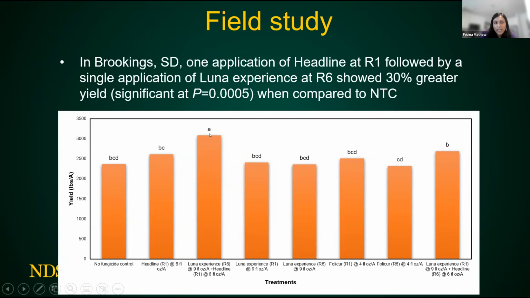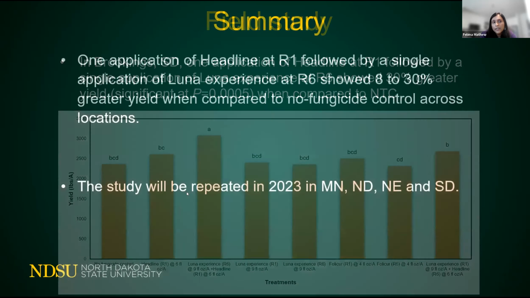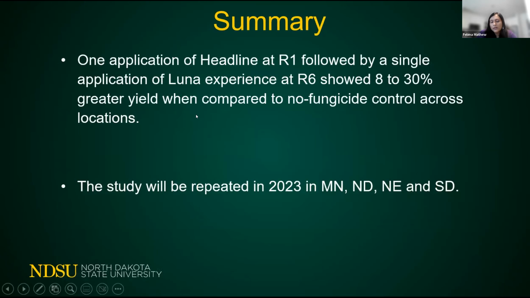You can follow the A bar. The bar is taller, sitting at 3,000 pounds per acre, while the no fungicide control was somewhere in the 2,300 range. So it's a huge bump with the yield benefit. We saw something similar even in Minnesota, North Dakota, and Nebraska, where the same fungicide trial was repeated.